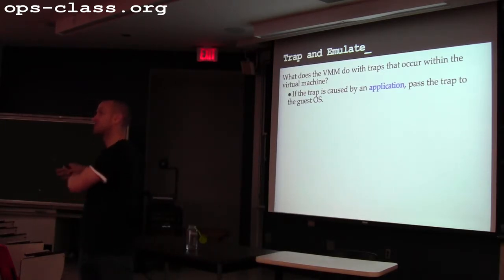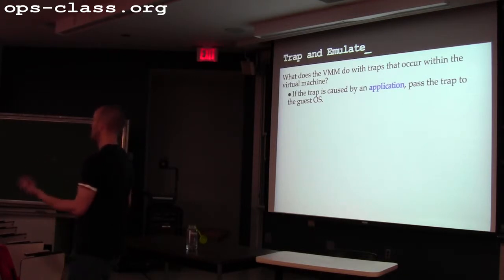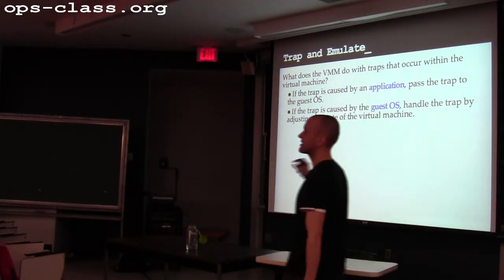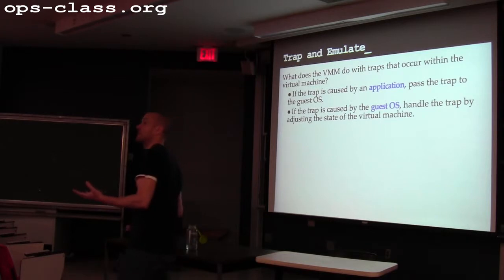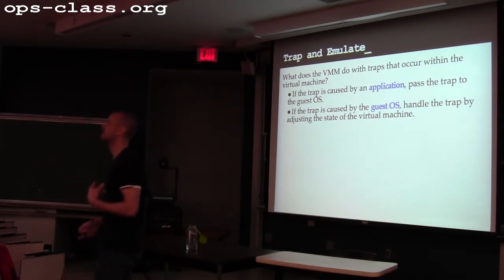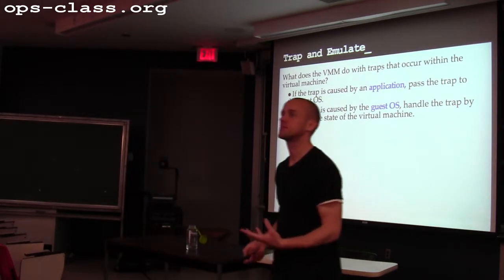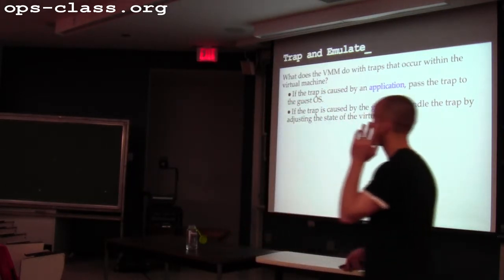So if my virtual disk has completed a write, then I need to trap back into the guest OS so that it can update state indicating that the write is complete, right? But if the trap is caused by the guest OS trying to adjust the state of the machine, then the virtual machine monitor will handle that directly, because the virtual machine monitor is monitoring the state of the virtual machine. This is making more sense to me now.